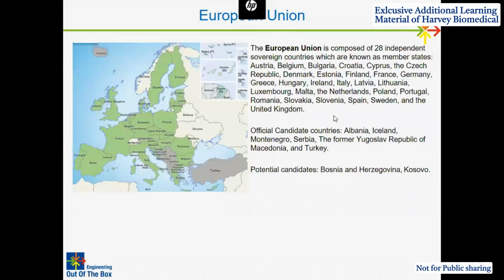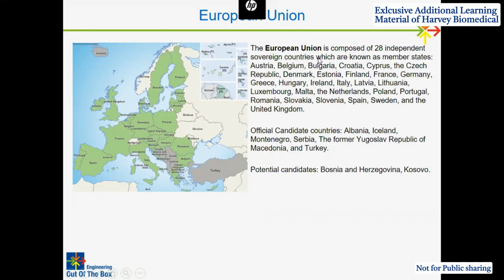You see the European Union. The European Union is composed of 28 independent sovereign countries, which are known as the member states. The combination of the 28 countries is called the European Union. Earlier the UK was there. Now the UK has exited from the European Union. Now the UK is a separate country like the US, Brazil, or India, not in the European Union. Apart from the UK, the 27 countries are part of the European Union.